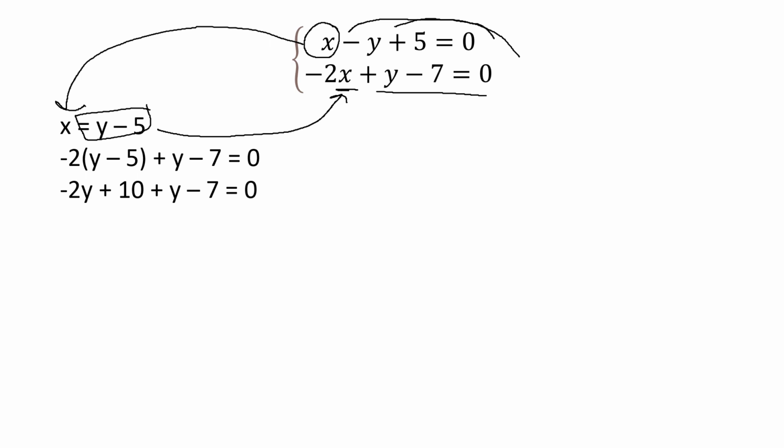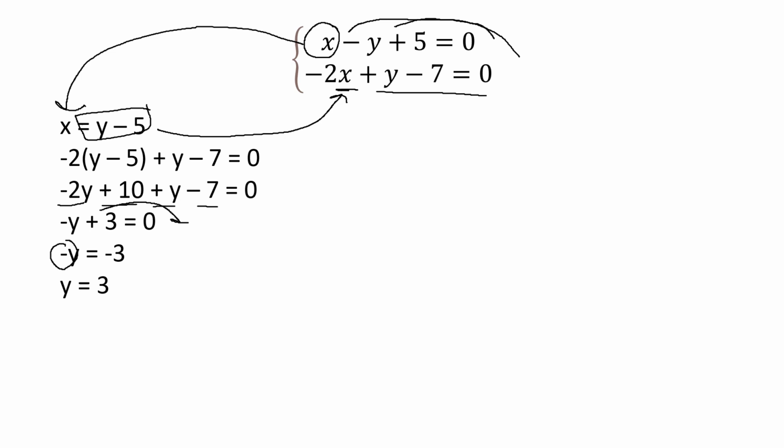Now I add any like terms. I have a negative 2y and a plus y, which gives me negative 1, understood 1y. 10 minus 7 is 3. Move my plus 3 over to get y by itself, and I have negative y equals negative 3. Now this negative 1 has to be moved over, and technically I divide by a negative 1, which gives me y equals 3.